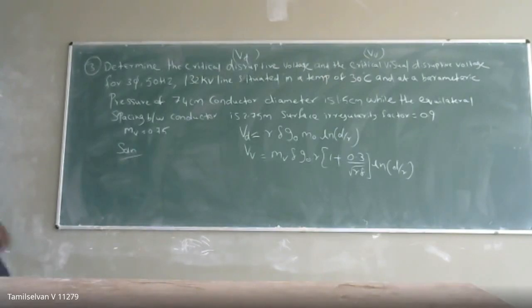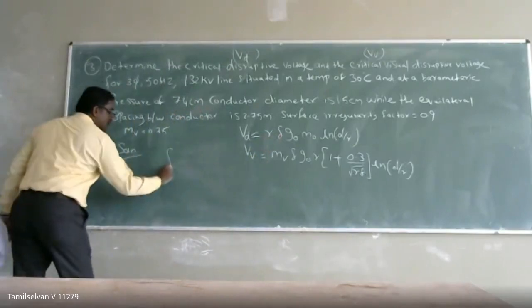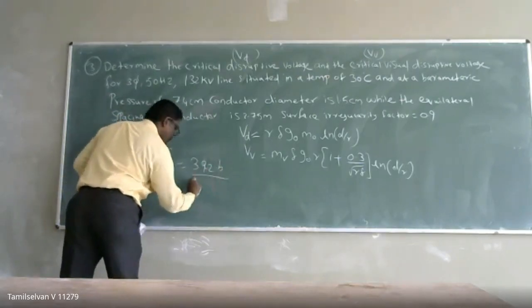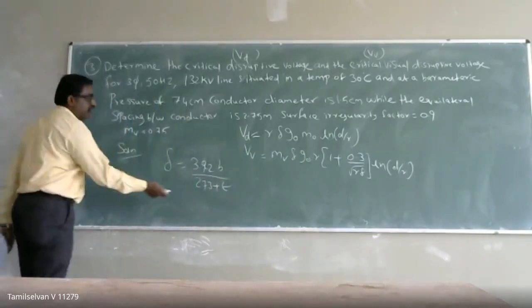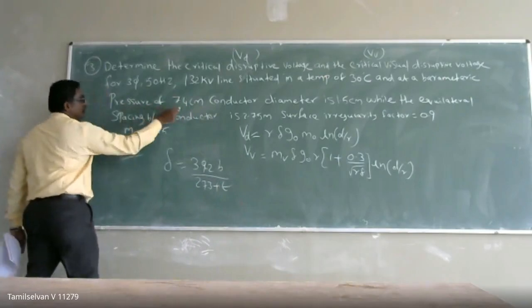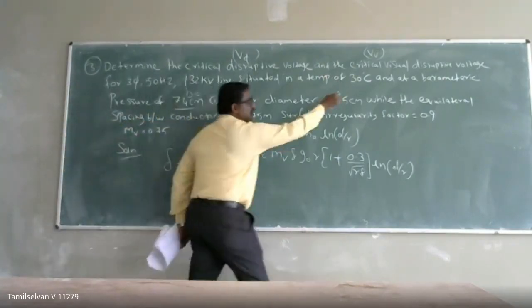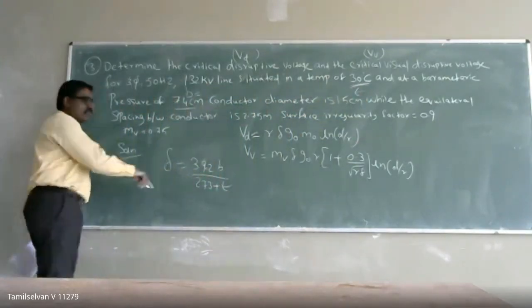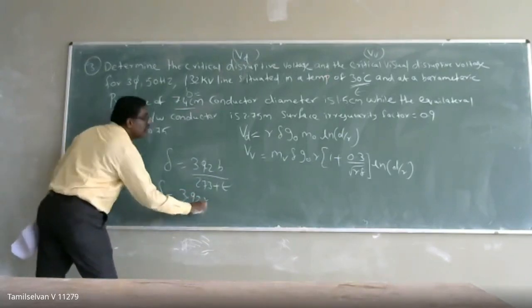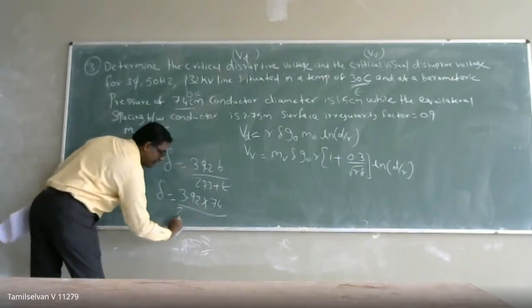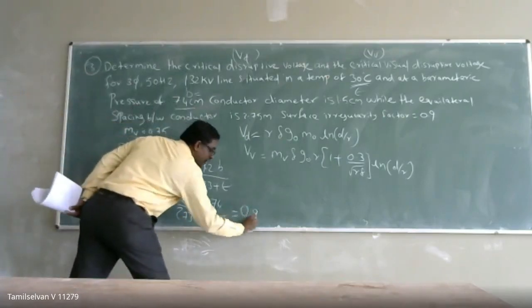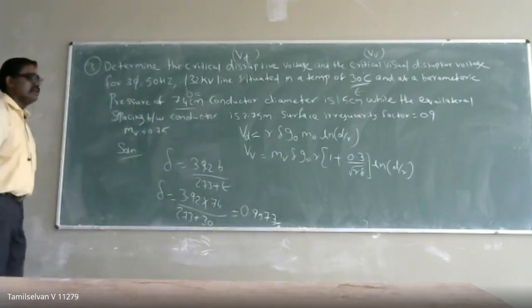Here I have to calculate delta. Delta is equal to 3.92 b by 273 plus t, so 3.92 into 74 divided by 273 plus 30. So you get delta as 0.9573.